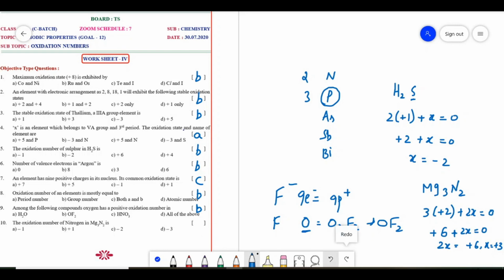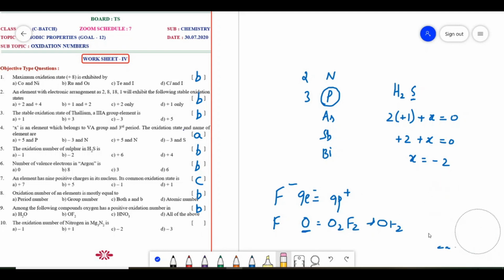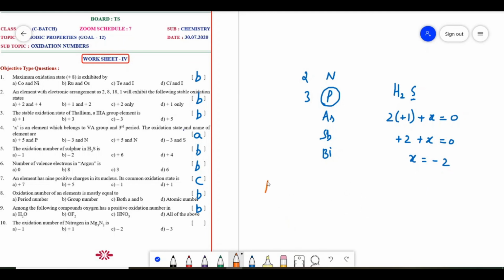Just a minute, I will remove this. So see this: Mg3N2, magnesium 3 into +2, nitrogen we have to calculate, 2x. The sum is equal to 0, and this is +6 plus 2x equal to 0. If this +6 comes to this side, it becomes -6. So x is equal to -3. So the answer is option D.